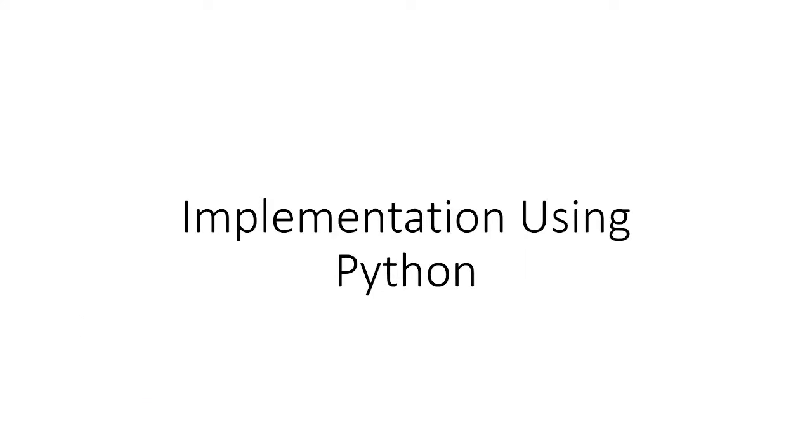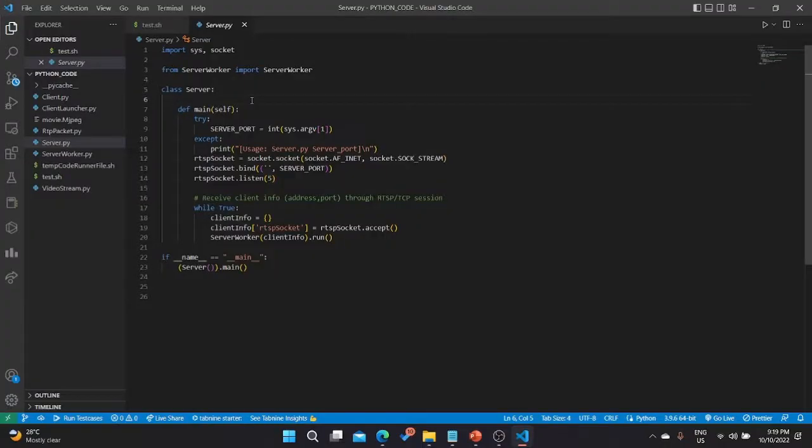Let's see the implementation using Python. There are two parts, server side and client side. So let's see the server side first. We will give the port number as a server argument. Here we are creating the RTSP socket and binding that socket to the server port.